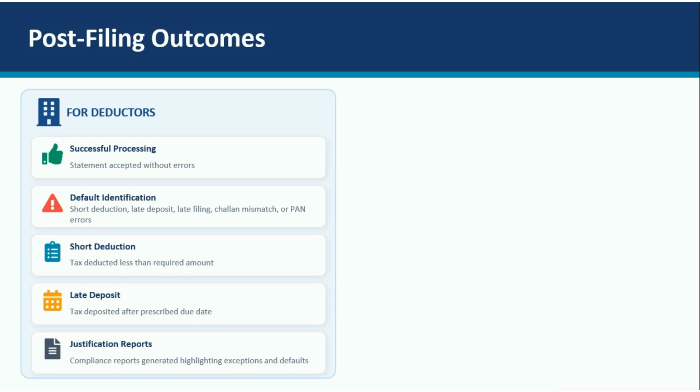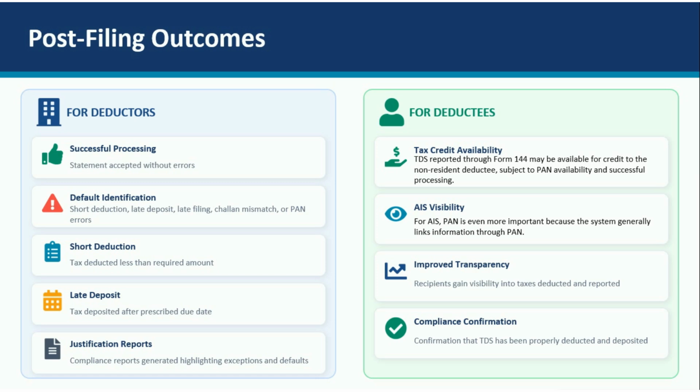In such cases, justification reports are generated to help taxpayers understand and rectify the exceptions. For deductees, successful processing enables TDS credit availability and improves visibility of tax information through their PAN. It also enhances transparency by allowing recipients to view taxes deducted and reported on their behalf. Ultimately, accurate filing and timely compliance ensure smoother processing, better transparency, and proper tax credit flow for all stakeholders.